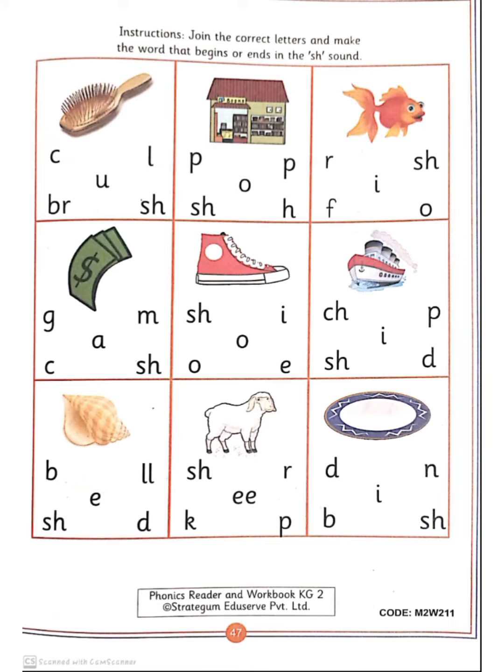Now we have to make the correct word here. Let us see. The first picture is of brush. So we will make it like this. Brush. What is it? Brush. Next picture is of shop. So shop. Like this we are going to make the word.